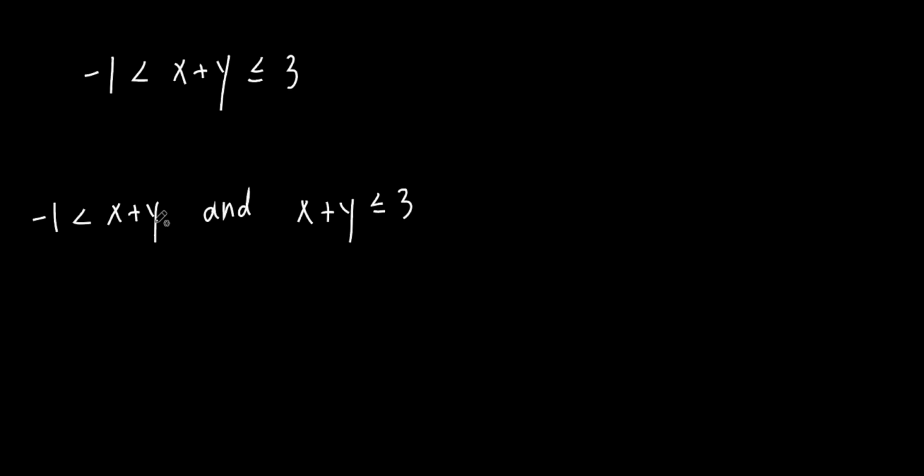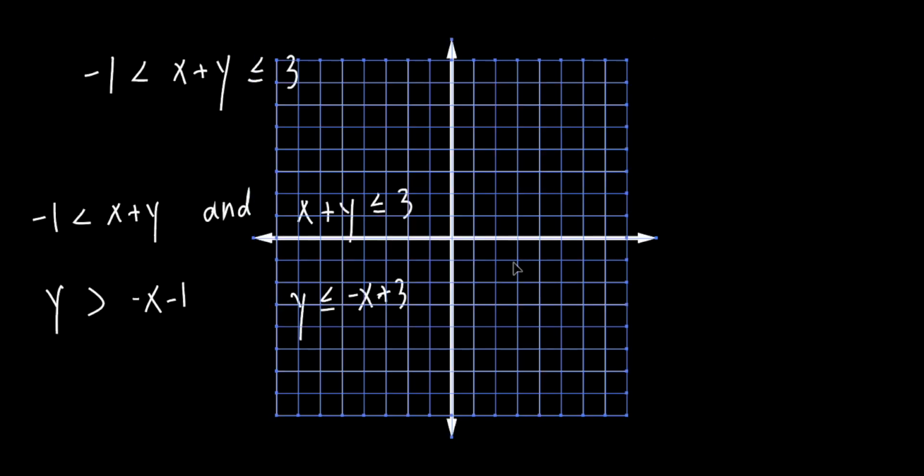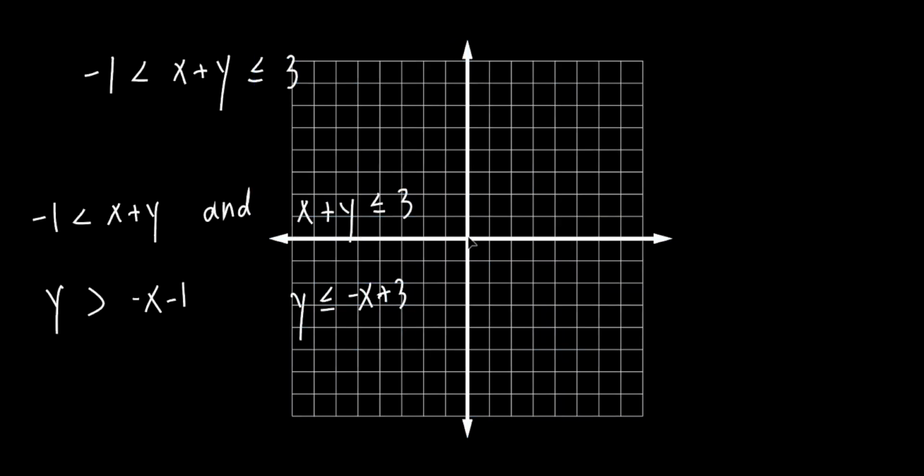So let's do this. Let's get y by itself. So that means y, put the negative x over here. Now, if I put the y on the left, what's this going to be? It's going to be greater than. I'm running out of time, so you just have to figure this out. So y is less than or equal to -x plus 3. And then we're going to graph both of those.